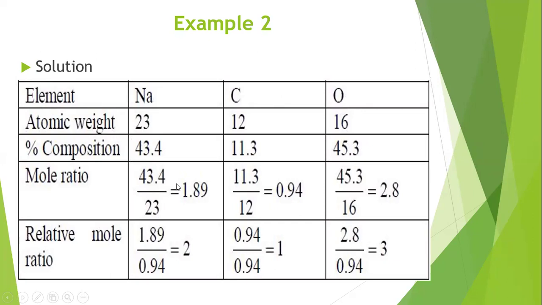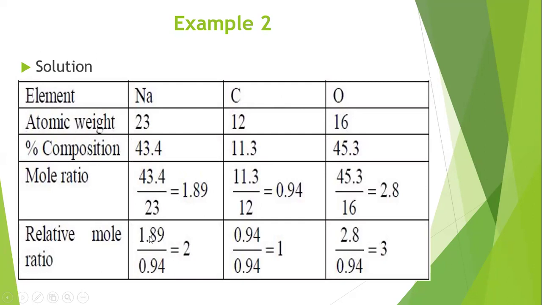So 43.4 divided by 23 equals 1.89 for the sodium. For the carbon, 11.3 divided by 12 equals 0.94. And for oxygen, 45.3 divided by 16 equals 2.8. Now the mole ratio will be 1.89 divided by 0.94, which is the smallest ratio among all of the elements.